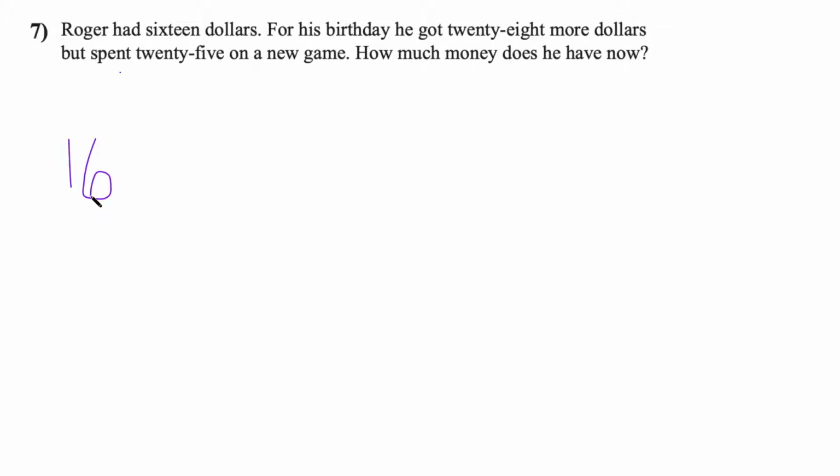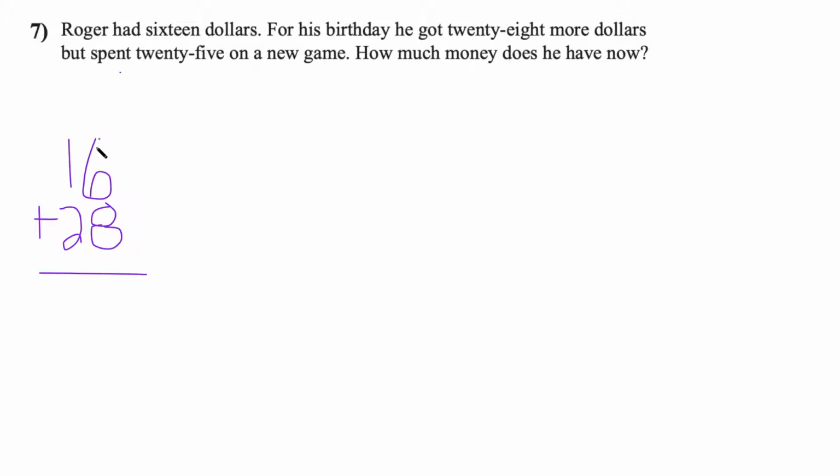For his birthday, he got $28 more, so let's just start with that part. For his birthday, he got $28 more. So, we know that more means that he is adding to his collection, so we're going to use addition. So, we're going to do $16 he already had, plus the 28 more dollars that he got for his birthday.